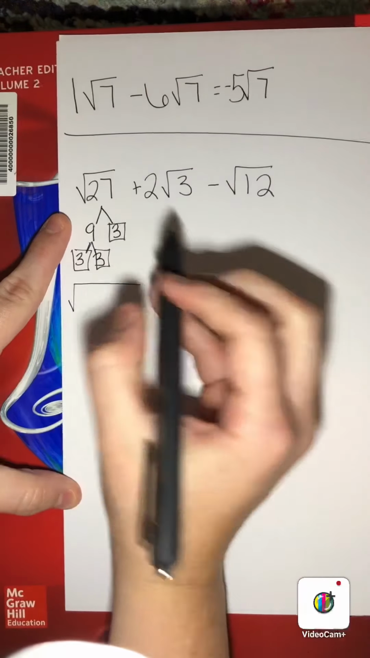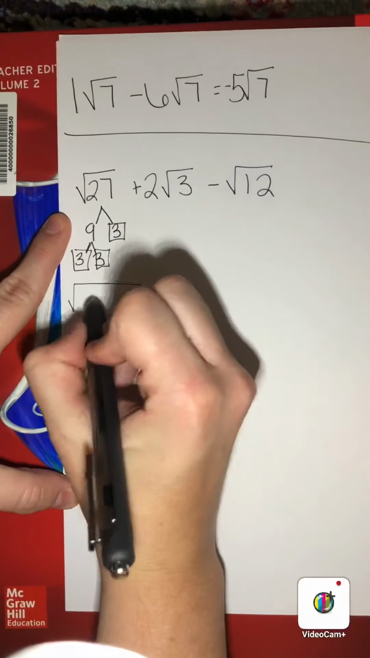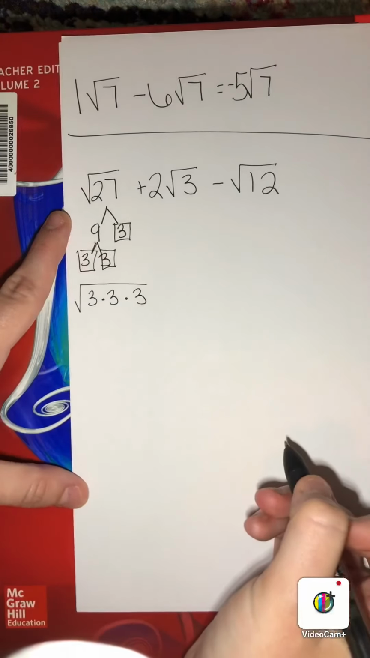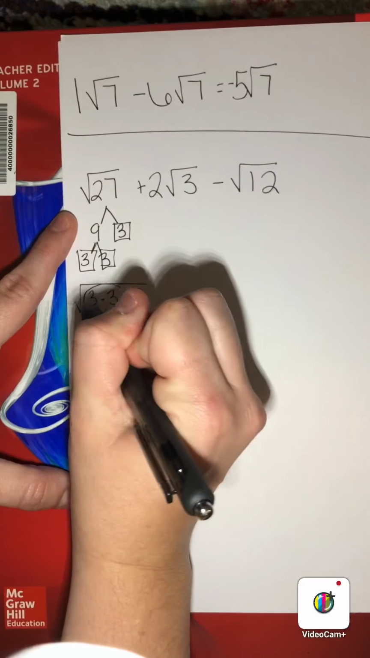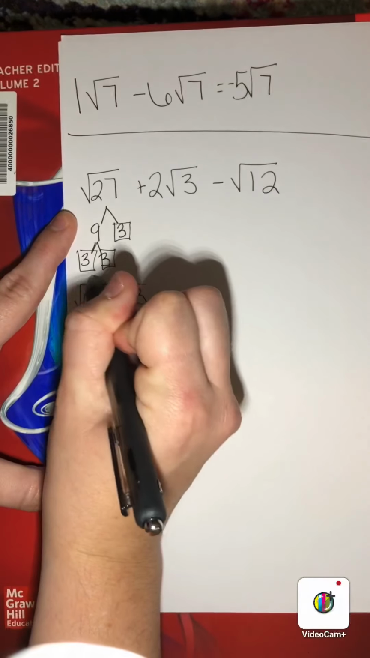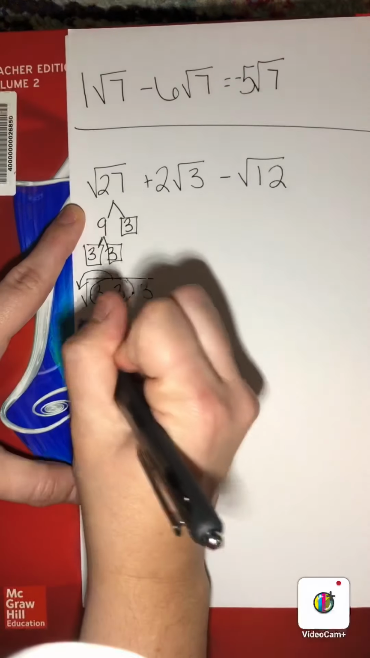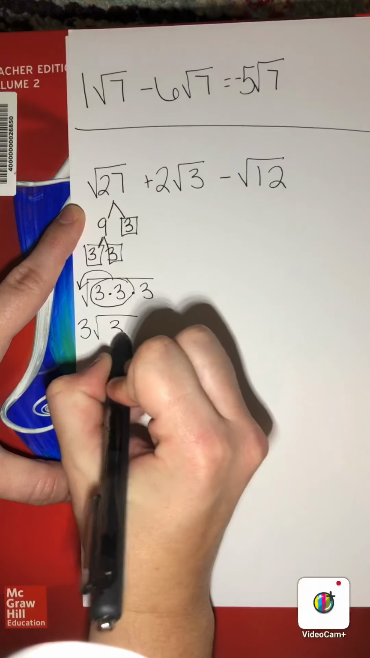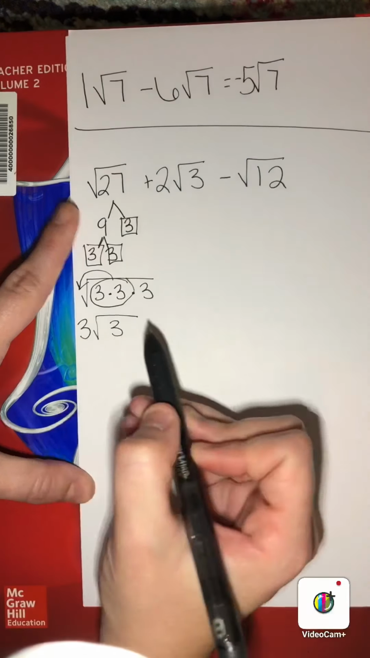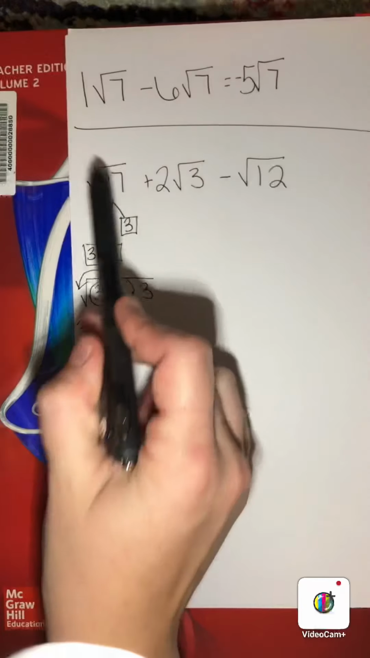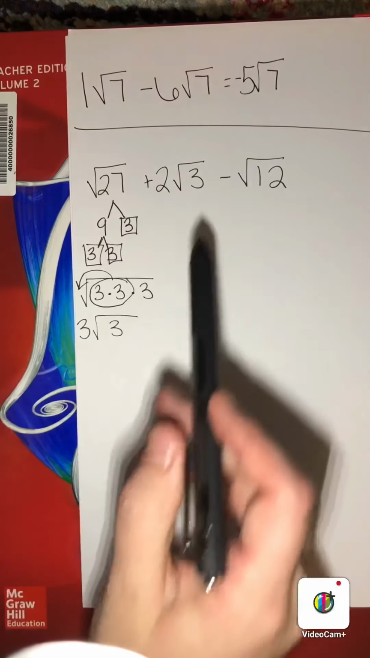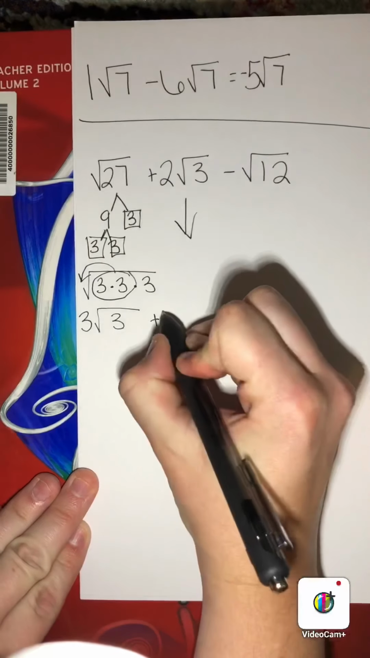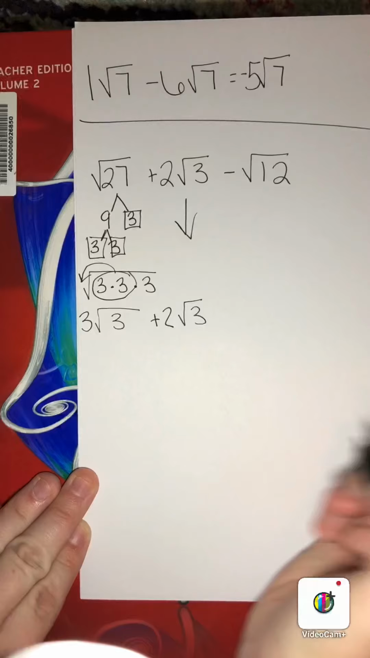Now I can rewrite, instead of the square root of 27, I can say it's the square root of 3 times 3 times 3. You're looking for pairs, so here's a pair of 3s, and I can take them outside the radical. So the 3 goes on the outside since there was a pair, and then there was still a 3 left on the inside, so we still have a 3 on the inside. Now that's just for this first part. Second part, it's already simplified. We don't need to do anything to it. So I'm going to say plus 2 square root of 3.